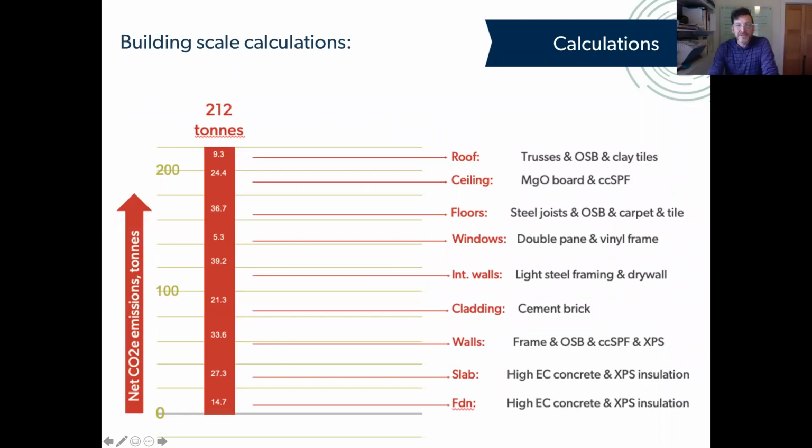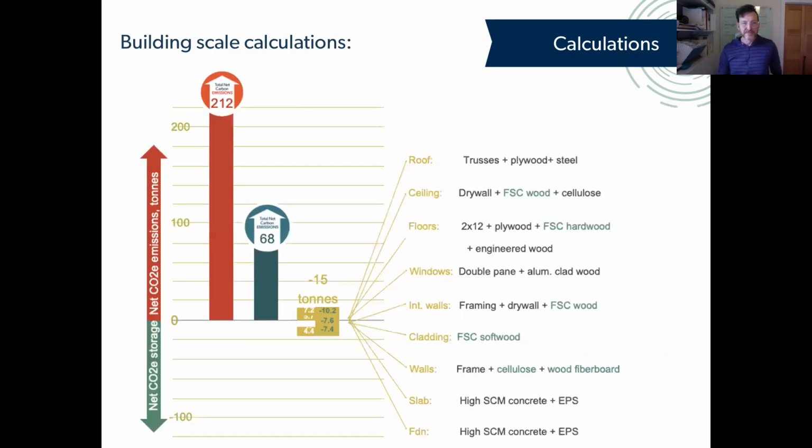So this kind of now expands out to some building scale calculations. So this is now me comparing the same building, doing the material takeoffs for these assemblies that you see here. A high carbon concrete and XPS insulation, frame walls, etc. You can sort of look at all of those things. But the building that I was looking at, which is a 4-story, 8-unit multi-residential building, in this form had 212 tons of carbon associated with it.